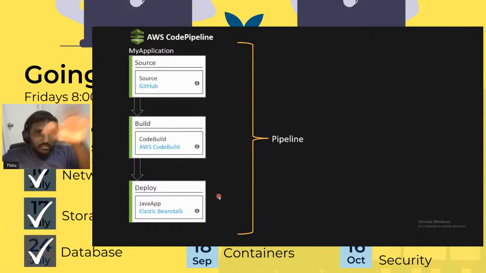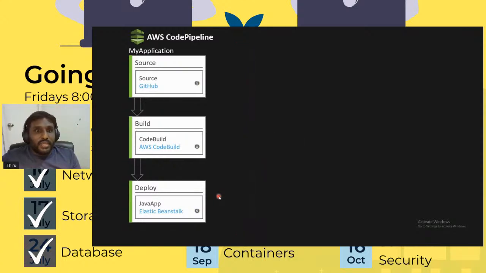We start with that pipeline. We have our individual stages, source stage, build stage, and deploy stage. And within each stage, we've got an action. So within that build stage, we can have even multiple actions as well. Or within that deploy stage, we can actually deploy to different targets as well.